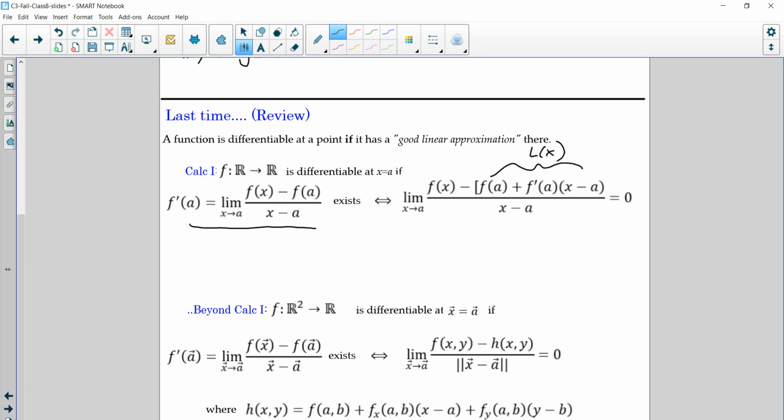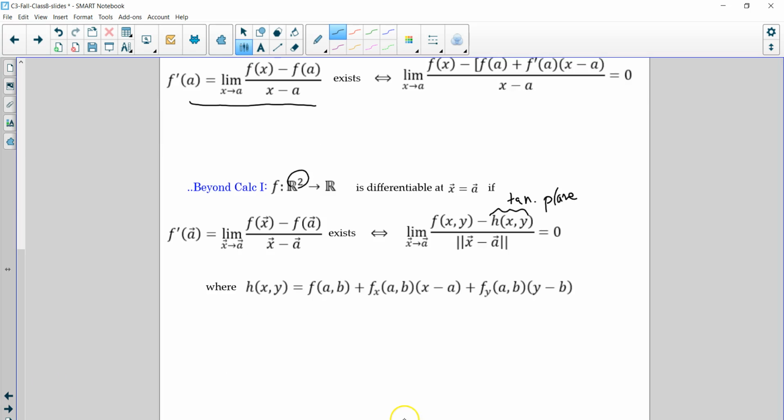And then as we go up in dimensions, we get vectors. We looked at that R2 to R case, and when we did that, we got this h of x, which acts a lot like that tangent line, but now this is our tangent plane. Then last time we introduced the notion of partial derivatives and defined h of x as the following: it's that point, and then we had the slope in the x direction, the slope in the y direction, and then we included each component. Okay, so that's where we're going to pick up today.